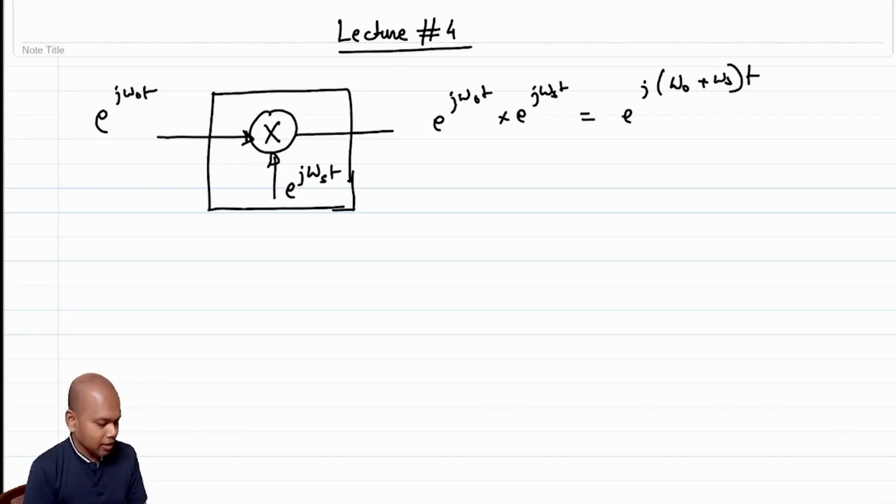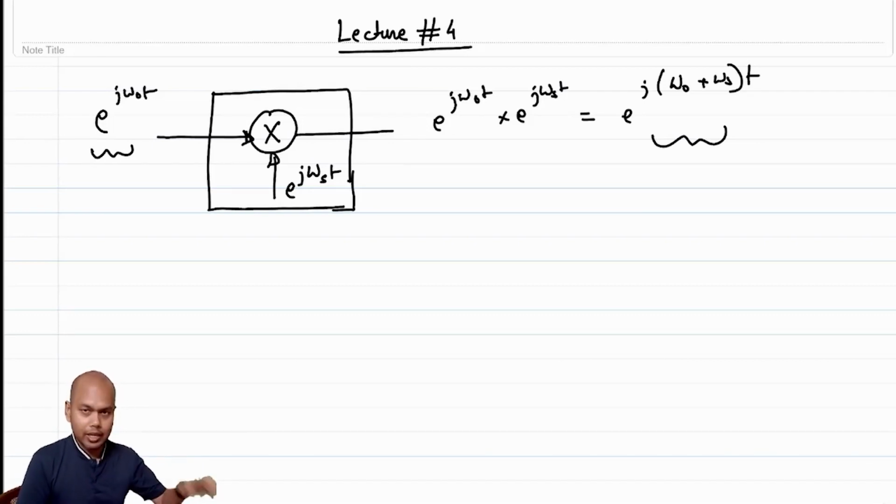So clearly something weird is happening, which never happens in an LTI system. What weird thing is happening? Your input is at a frequency omega naught, but your output is at a frequency omega naught plus omega s. So there is clearly a frequency shift that has happened.